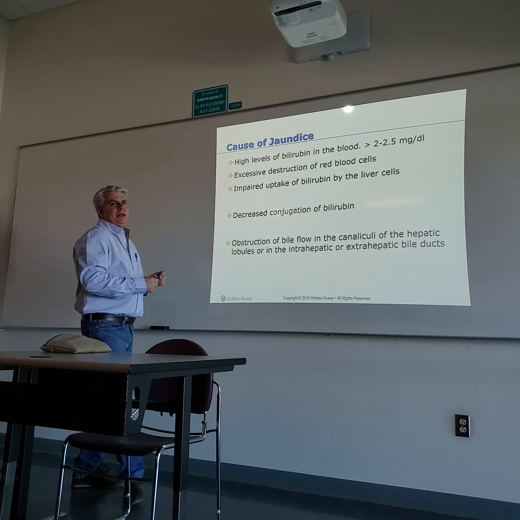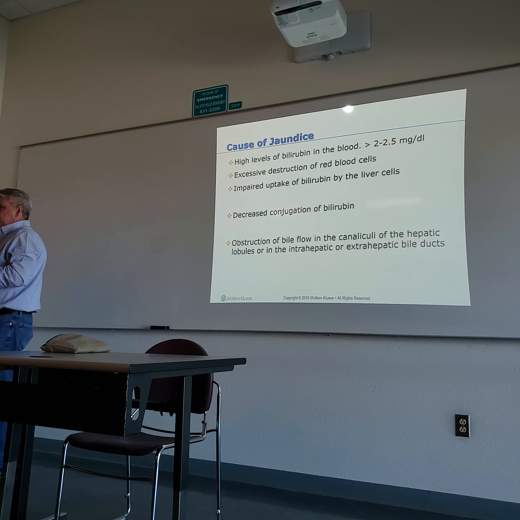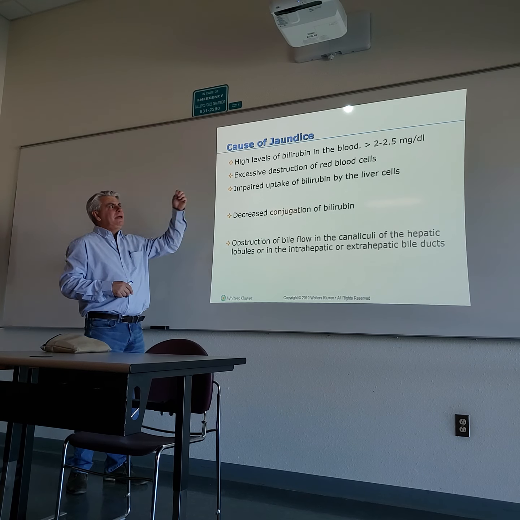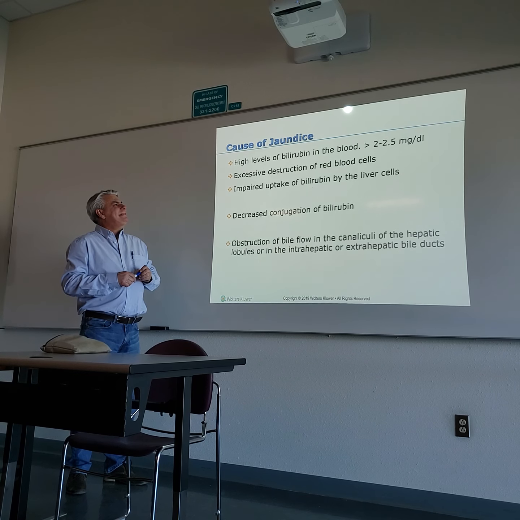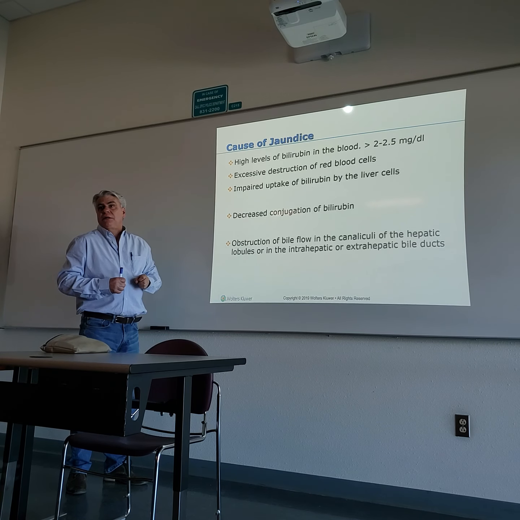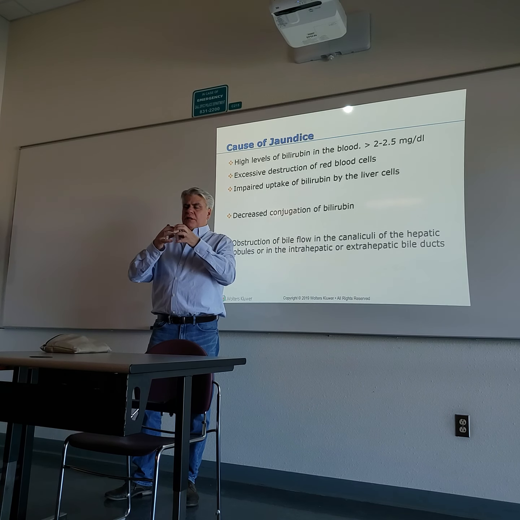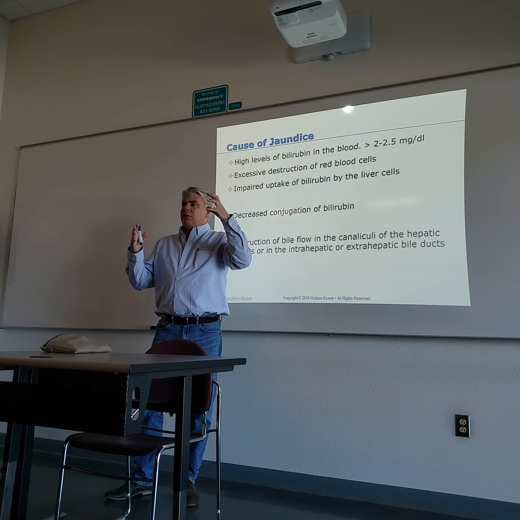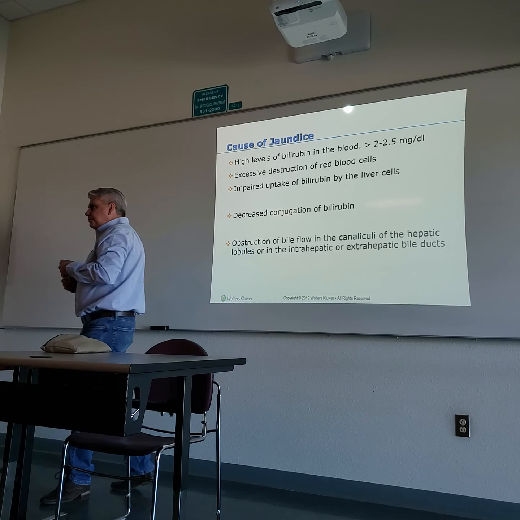All right, what is jaundice? Too much bilirubin in your blood. And what are the symptoms of jaundice? Yellow skin, yellow eyes, even some of your mucous membranes can get kind of yellow. High levels of bilirubin in blood, greater than 2 to 2.5 milligrams per deciliter. These are going to be causes: excessive destruction of red blood cells. This can even be pre-hepatic. You start destroying red blood cells in your bloodstream, you're going to get that bilirubin breakdown product, and that can cause jaundice.